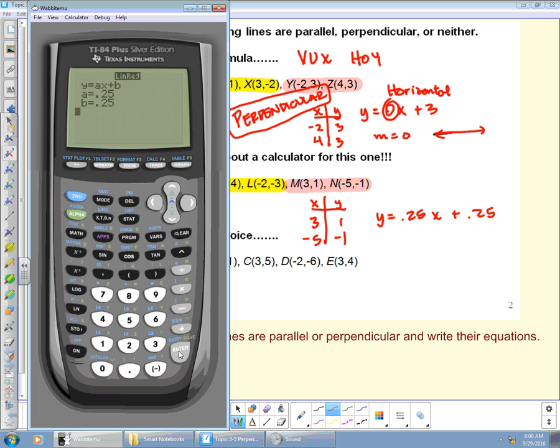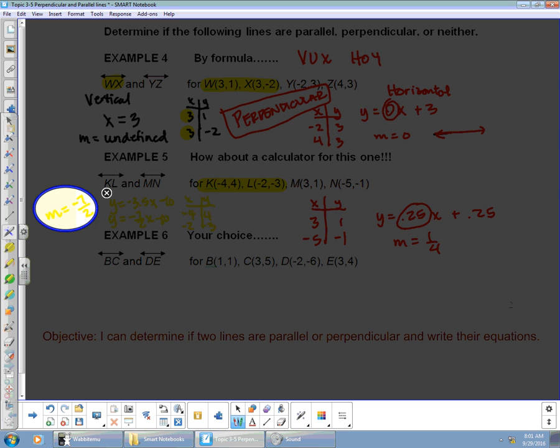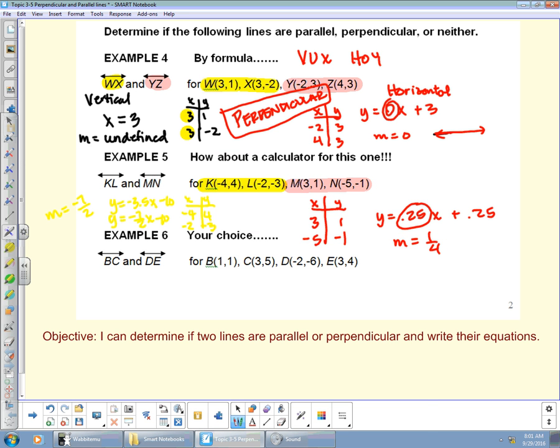Again, I don't like this. I want that to be a fraction. And so I type in 0.25, math, enter, enter. And so I get m equals 1/4. And so when I compare the two slopes, m equals -7/2 and m equals 1/4, obviously they're not the same. And they are not negative reciprocals of each other. In other words, we didn't flip and switch. And so these two lines are going to be neither.